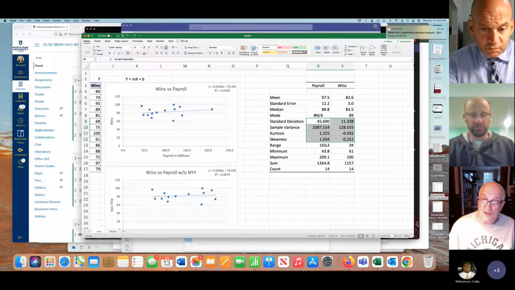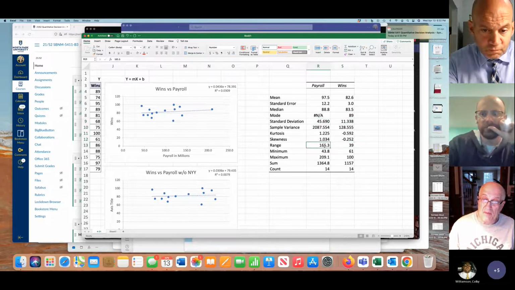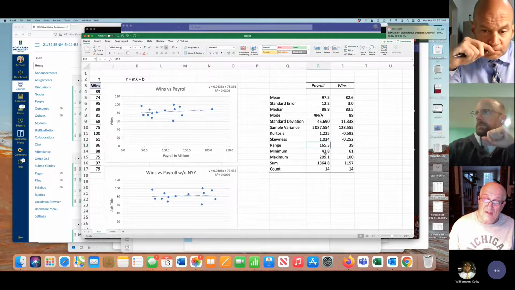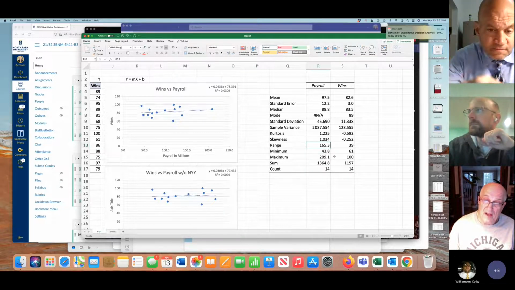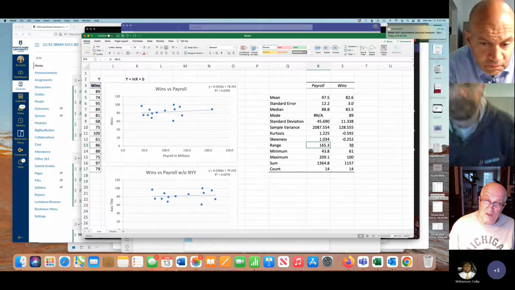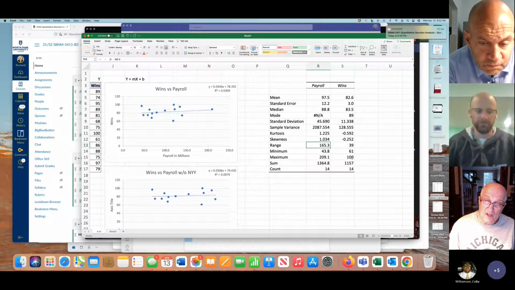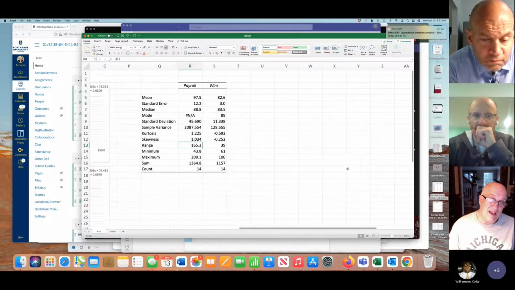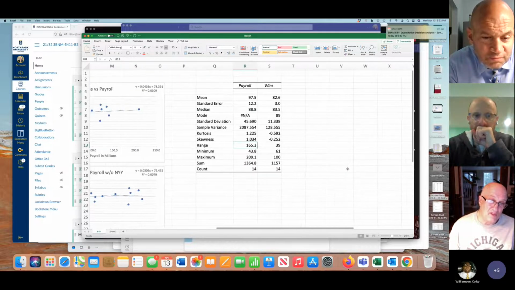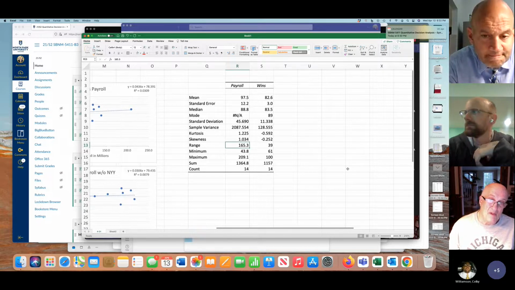But then the range. It tells me the max versus the minimum is 106. There's a range from the lowest to the highest. It's $165 million in salary. It goes from 43 to 209. In wins, there's a range of 39. It goes from 61 to 100. It gives me the sum of all those variables, which I don't need, and it tells me there's 14 teams. Why do I need that? I don't know. I just always run descriptive statistics. It's not a requirement for this.